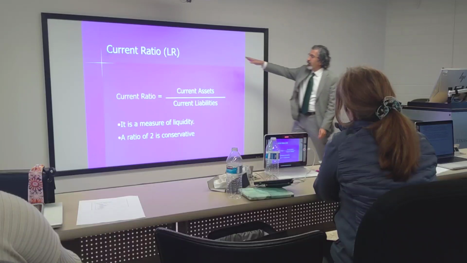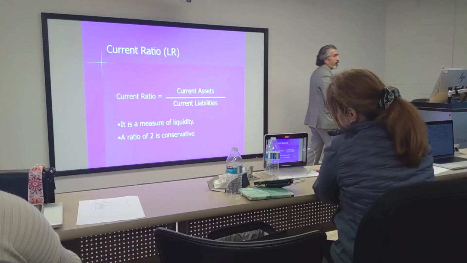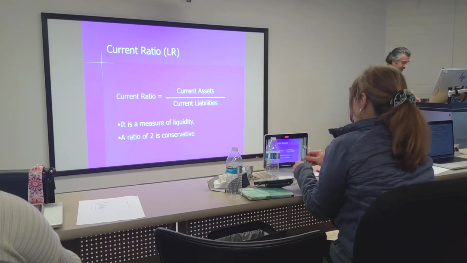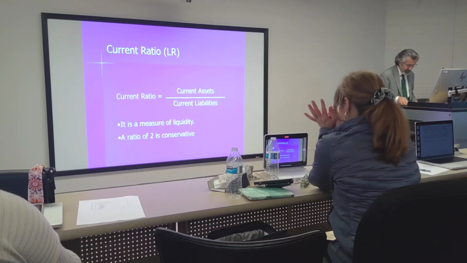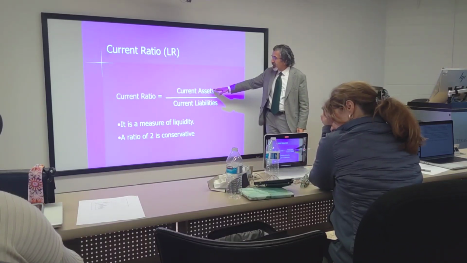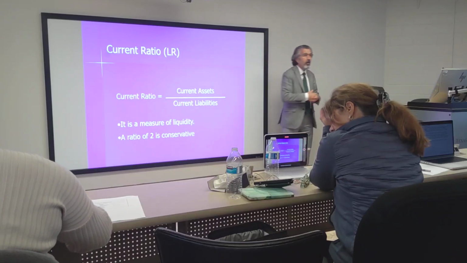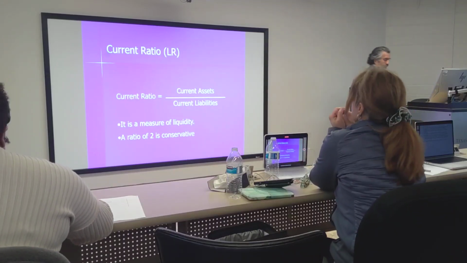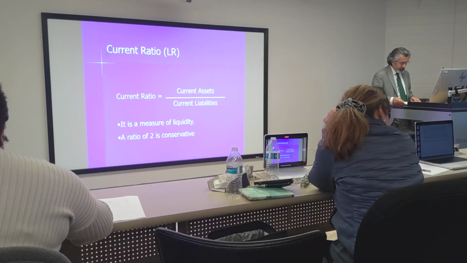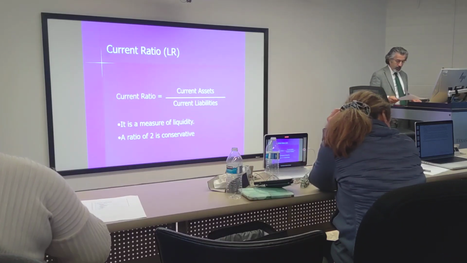The liquidity ratio is how much assets you have versus how much liabilities. Remember, 95% of the businesses that go out of business do so because they don't have enough cash. So you always want to make sure that your assets are at least a ratio of 2, double the size of how much money you owe. Okay? So the ratio of 2 is conservative. If you're less than 2, you may get into trouble.